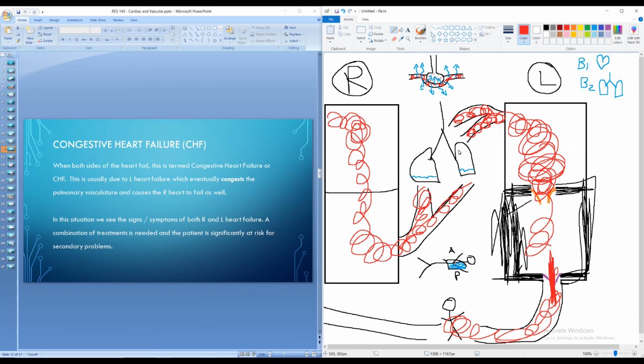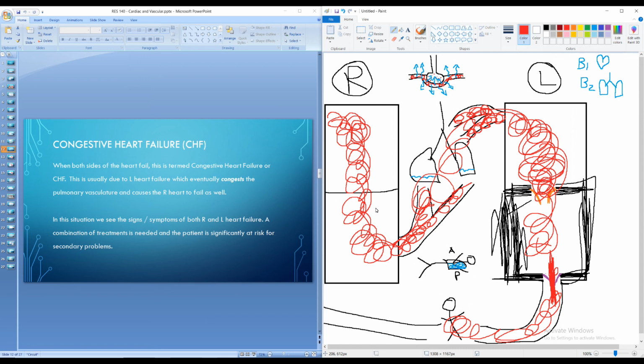So not because the lungs had a problem or anything like that, but because the left side failed, this all backed up, congested all the way through the lungs, through the pulmonary vasculature, and now my right side is being congested and is failing. So that's really what's meant by congestive heart failure. The whole thing is basically blocked up and fluid can't flow, and you're going to see signs and symptoms of both right and left heart failure.